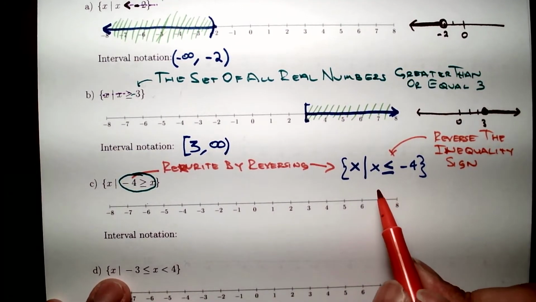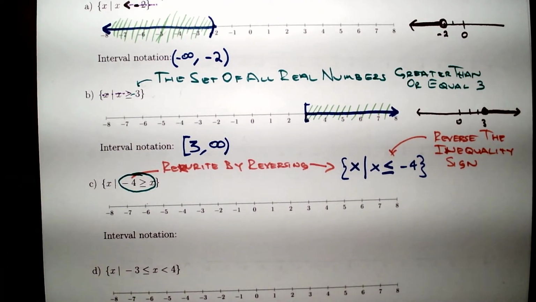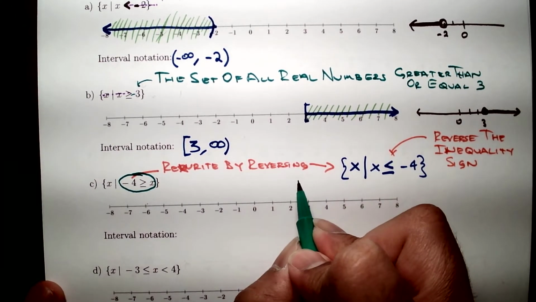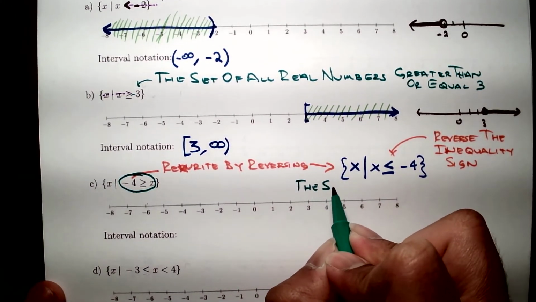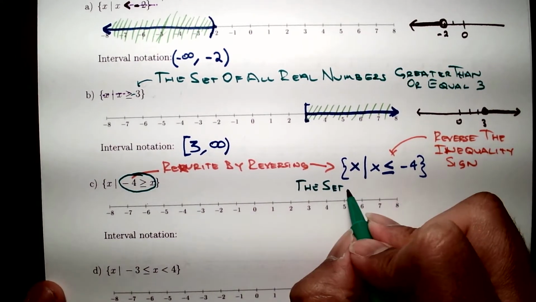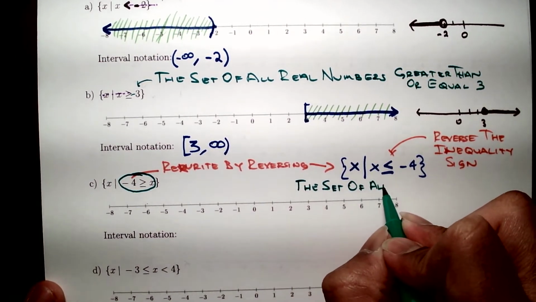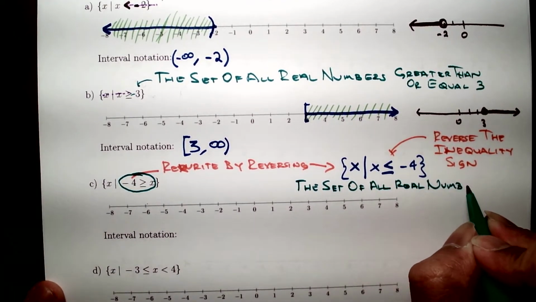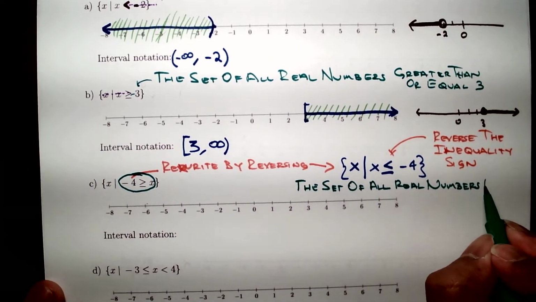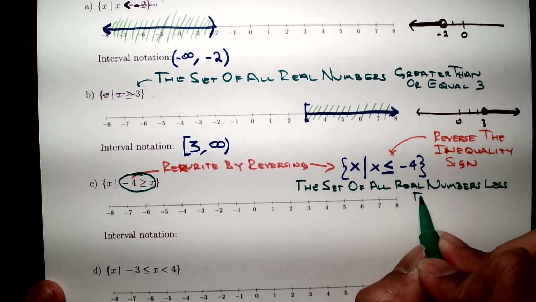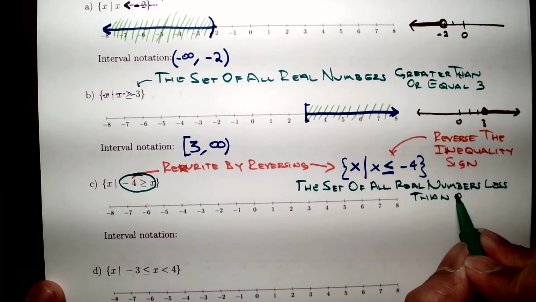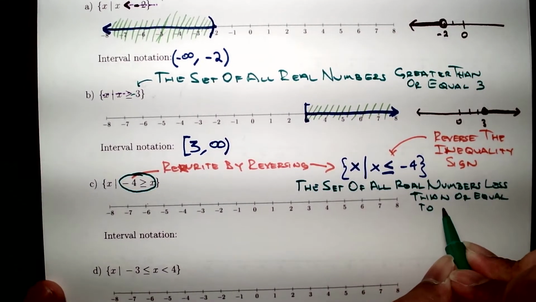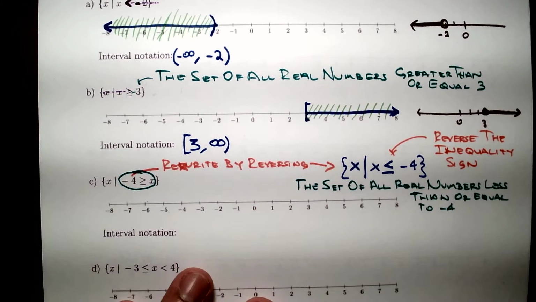All right, so now how are we reading this? Let's interpret this in words. This set is the set of all real numbers less than or equal to -4.